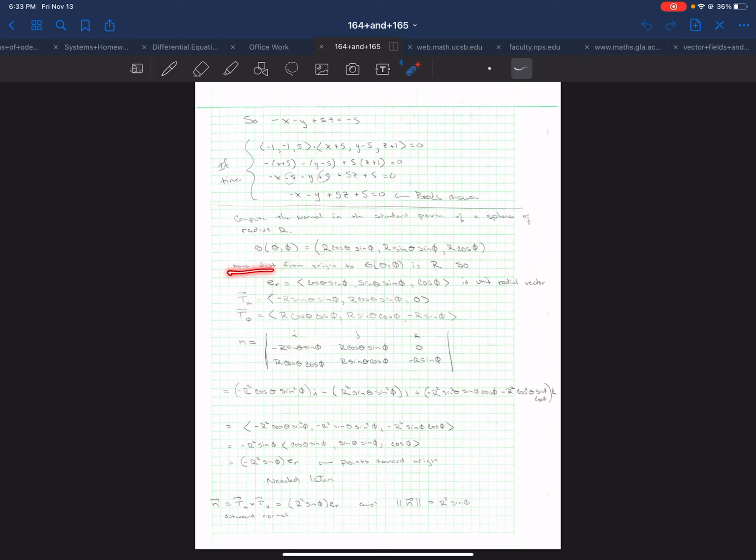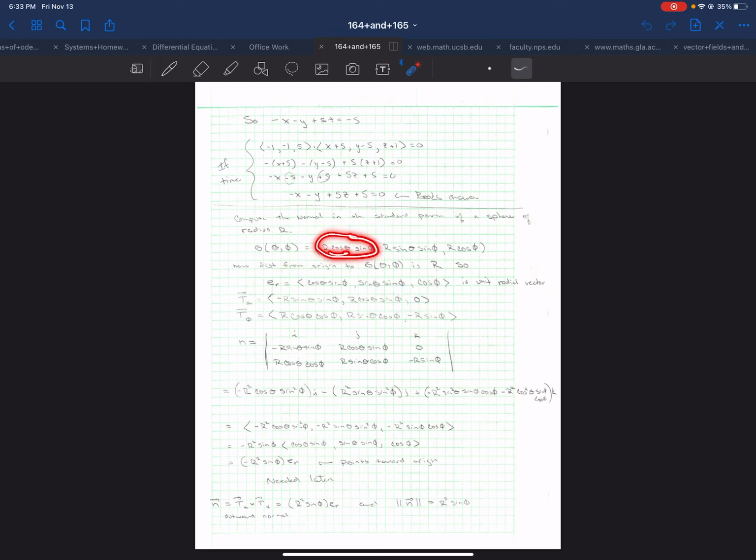And so the distance from the origin to that surface is r. So I know that E sub r, meaning put in 1 and 1 and 1 for that, is going to be a unit radial vector. And for t theta, I'd take the theta derivative of this and this. That's right there. Notice there is no theta there. That's why you get a 0.